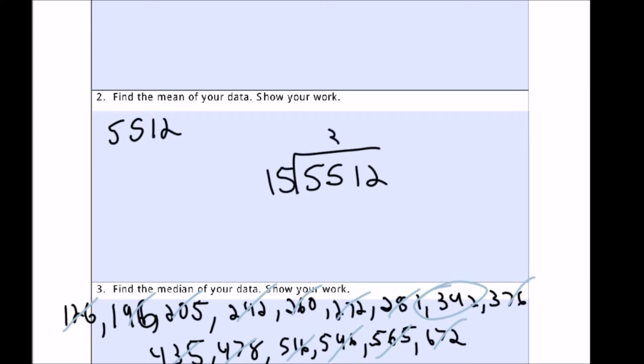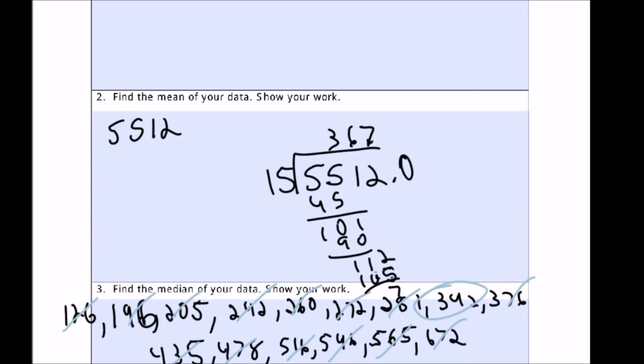So 15 will go in there 3 times, which is 45. Subtract, I get 10. Add the 1, so 15 will go into that 6 times, which is 90. Subtract, I'm going to get 11. So 112, again, will be 6. Oh, sorry, that would be 7. Let's fix that division, which would be 105. Subtract, you get 7.